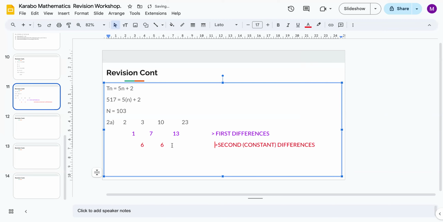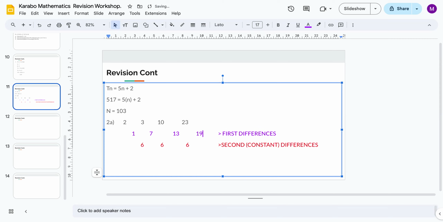Okay, so I want to work out what the next term is. This is like a pyramid, so I want to start at the bottom. This second difference is always constant, so I know that this is going to be 6 as well. Meaning, from this 13, to get the fourth term of the first differences, I'm going to add 6. So 13 plus 6, that will then give me 19.